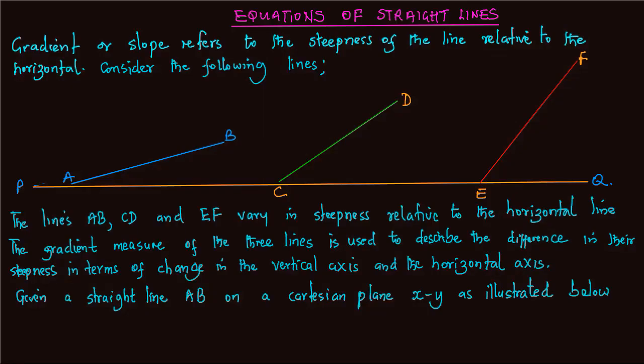Equations of straight lines. Gradient or slope refers to the steepness of the line relative to the horizontal.